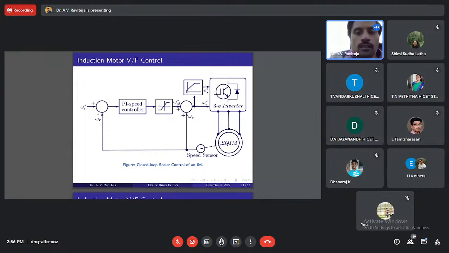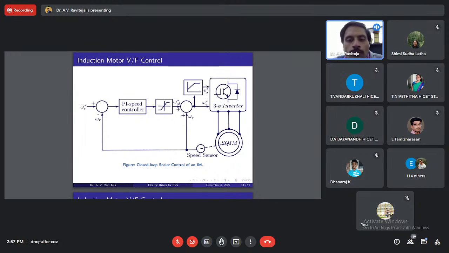Because in starting, frequency is zero, so zero voltage I cannot give because there is a resistance which we are ignoring. So that's why some boost in voltage, and you cannot go beyond rated voltage as well. So these two are the limitations of V by F control. At starting, you have to compensate for the stator resistance drop, and after rated voltage, you cannot still increase the voltage because rated voltage means that is the maximum voltage capacity of the motor. You cannot give more voltage to the motor, right?